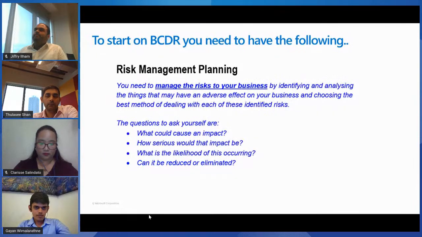So it's a systematic process, right? To start on your BCDR, you need to have the following. You need to have a risk management plan. You need to go into the nitty-gritty to understand and have the understanding within the organization. What could cause an impact? How serious would that impact be, if any? And what is the likelihood of it occurring again? And how do we reduce it and eliminate it, right?